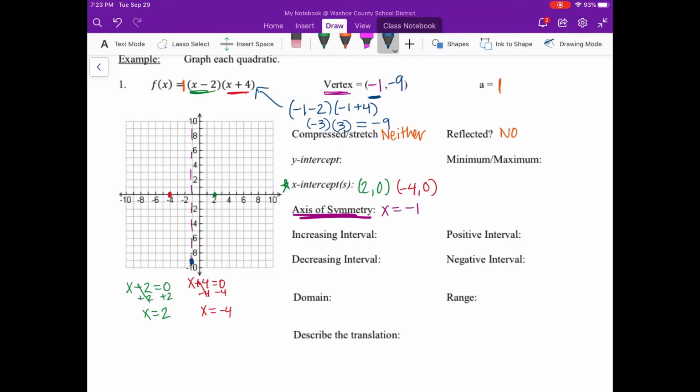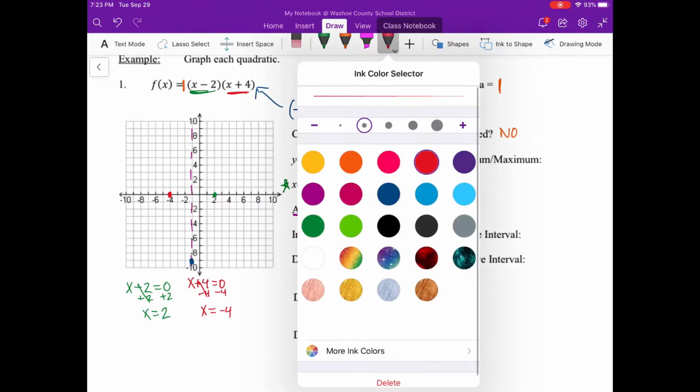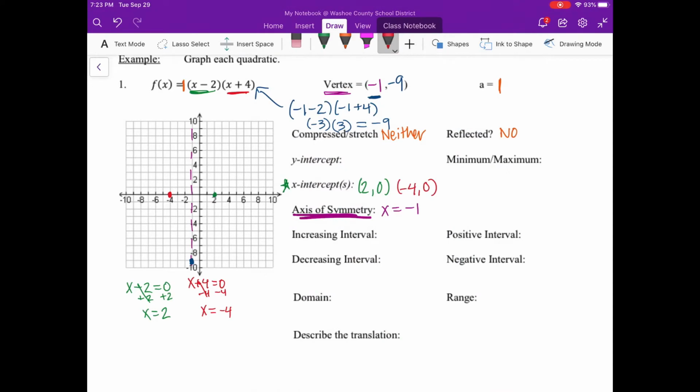So in this case, our vertex just requires that we do some different work. You just find the x value first and then go ahead and plug it back into the original function to find your y.